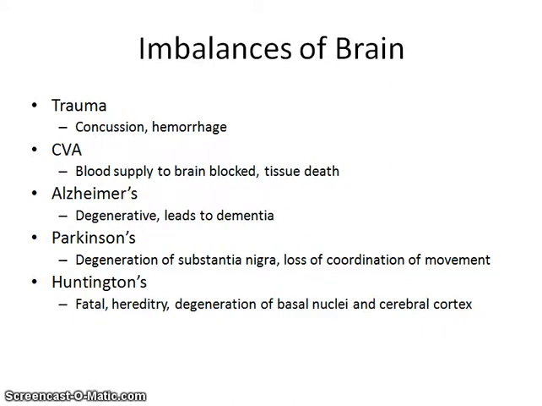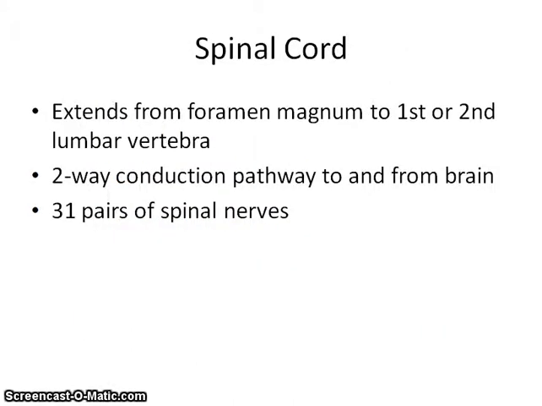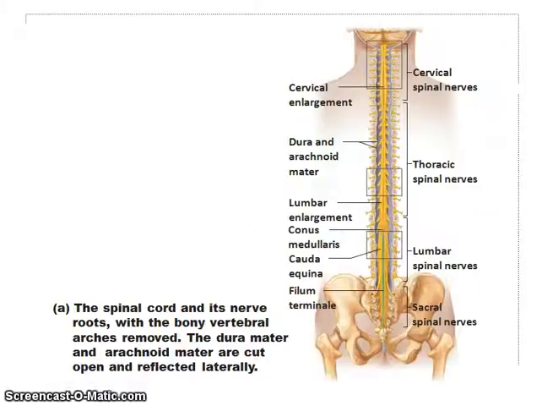But continuing on, we have the spinal cord, which extends from the foramen magnum, which is the very base of your skull, all the way down to the 1st or 2nd lumbar. That's all the way down to your low back. And there's 31 pairs of spinal nerves that are going to branch off to both the right and the left side. And this is what that looks like. So each of these little yellow pieces on the side is a spinal nerve that's branching off between your vertebrae.